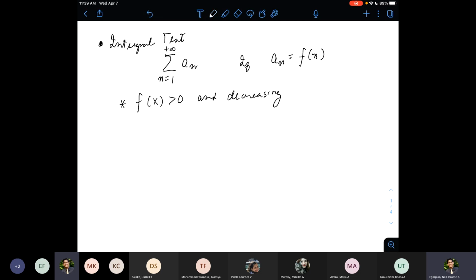So what does the integral test tell us? If the integral of f of x from 0 to positive infinity converges, then, let me just finish my sentence here: if the integral converges, then so does the series.